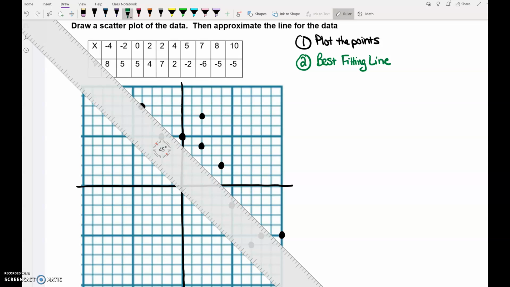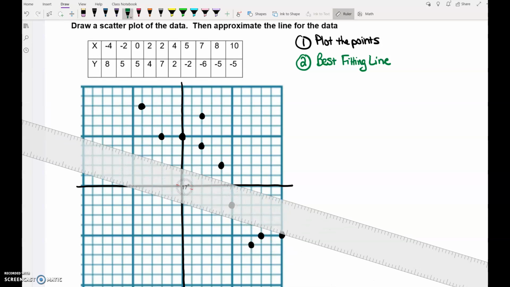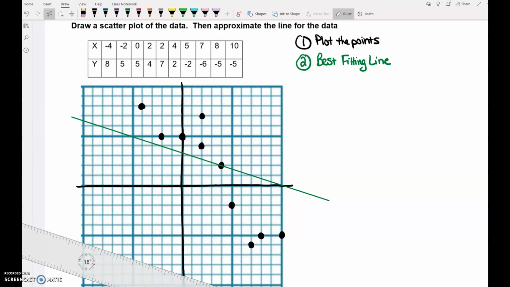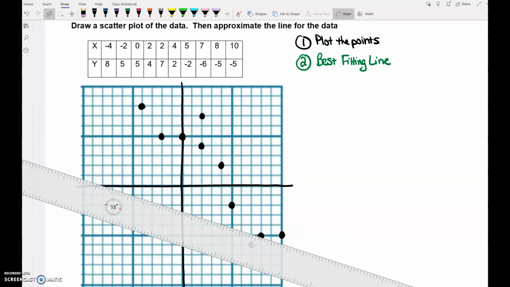So if I drew in a line, and I think you can kind of see through this ruler, if I drew a line like this, don't draw this line in, I'm just doing this as an example. 1, 2, 3, 4, 5 points above, 1, 2, 3, 4 points below. There's about the same number of points above and below. Do you think that green line fits that data? No, the slope is too shallow. The slope needs to be a little bit steeper so that it kind of matches the overall trend of those points.